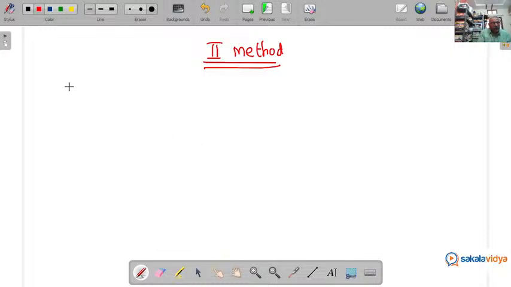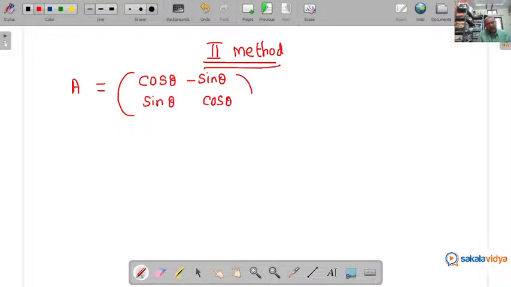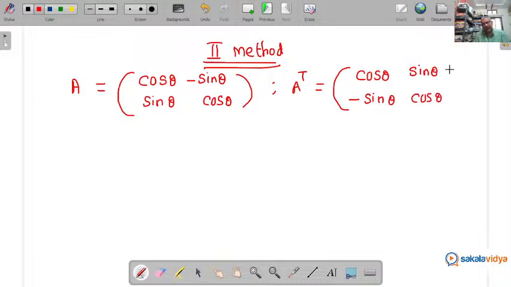So here A is equal to cos theta, minus sin theta, and sin theta and cos theta. Clear? Now find A transpose. A transpose means interchanging rows and columns. The matrix obtained by interchanging rows and columns is called the transpose of A. So we can write cos theta, minus sin theta, becomes sin theta and cos theta. Let us find A into A transpose.